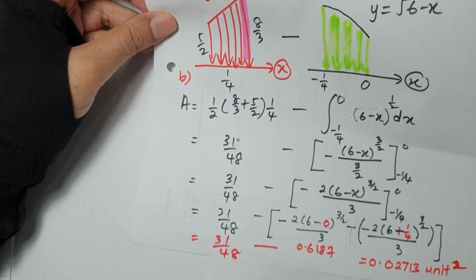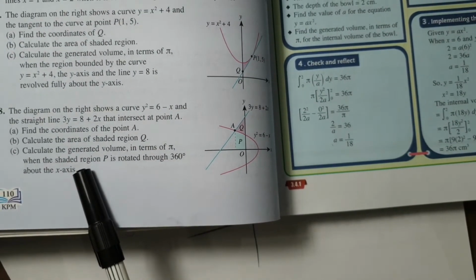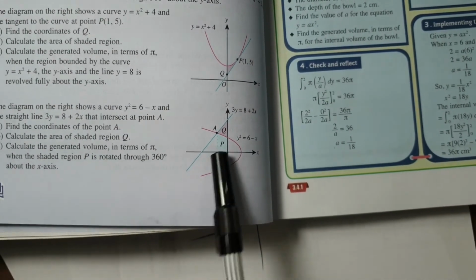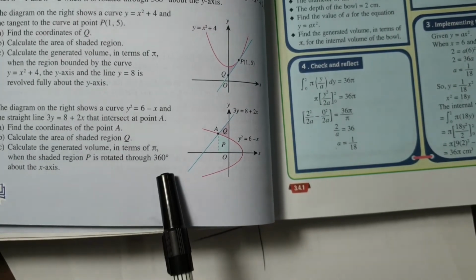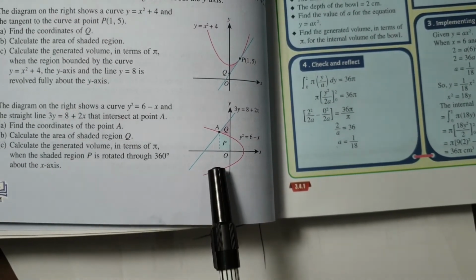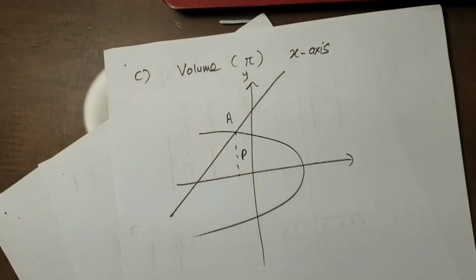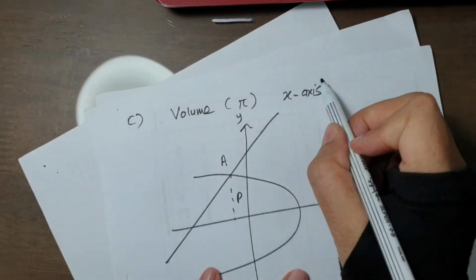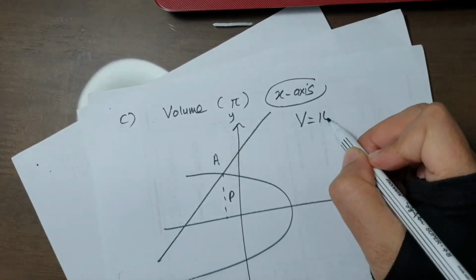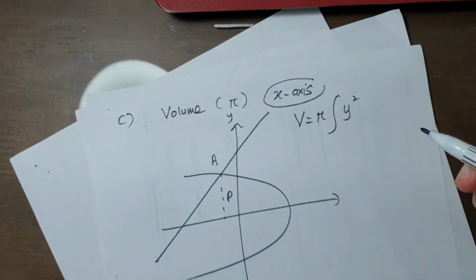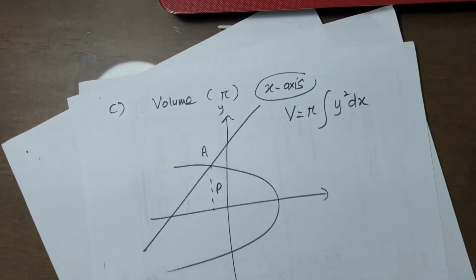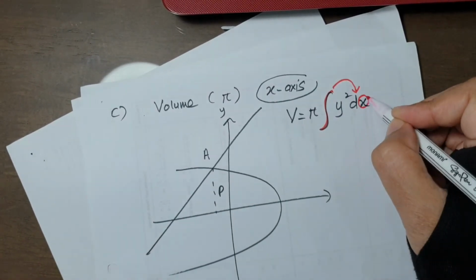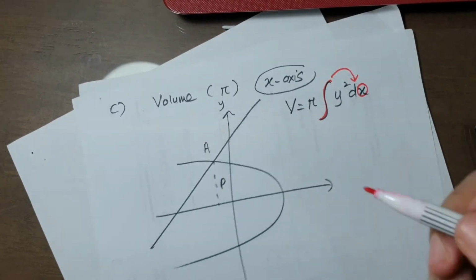Next, kita pergi part C. Okay, part C. Calculate the generated volume in terms of pi when the shaded region P is rotated through 360 degrees about the x-axis. So, dia rotate x-axis. Okay, rotate dekat x-axis, maknanya formula dia adalah pi. You must make y square as your subject, dx. Okay, sentuh the limit. Okay, sentuh x-axis. So the limit is on the x-axis. So this is region P.